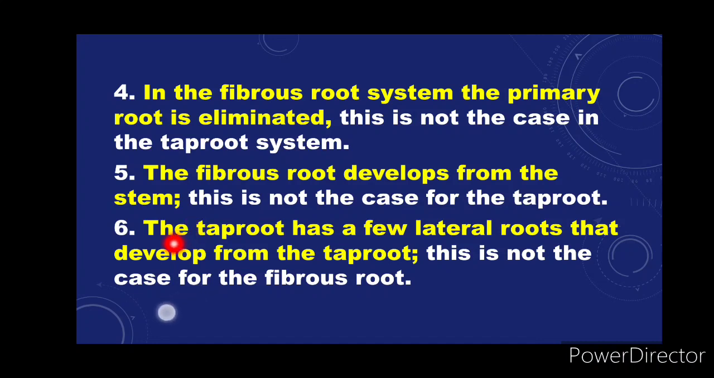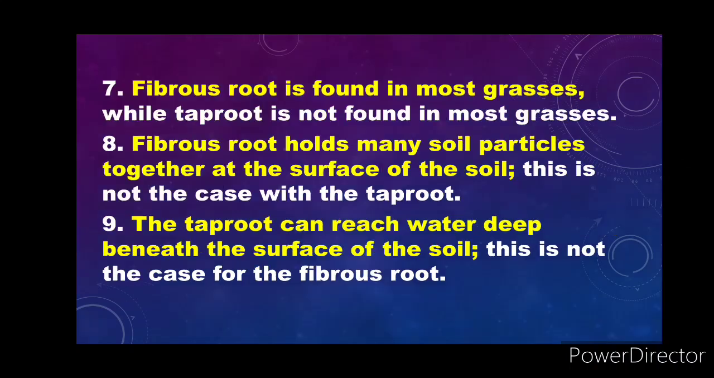Next point. The taproot has a few lateral roots that develop from the taproot. This is not the case for the fibrous root. In the taproot system you can find some lateral roots, meaning secondary and tertiary roots, from the main root to which they are connected, but you cannot find this in the fibrous root. In the fibrous root, all the roots look similar.